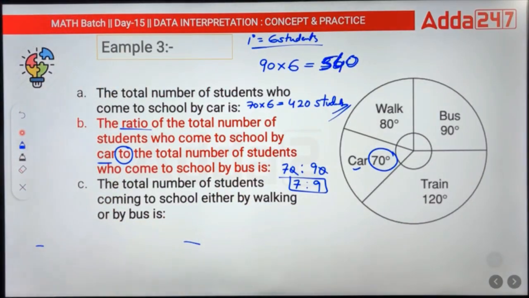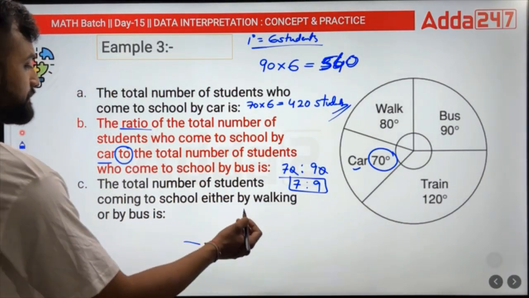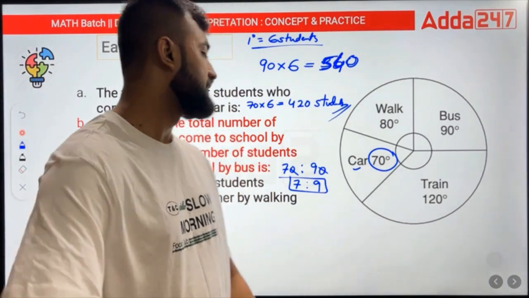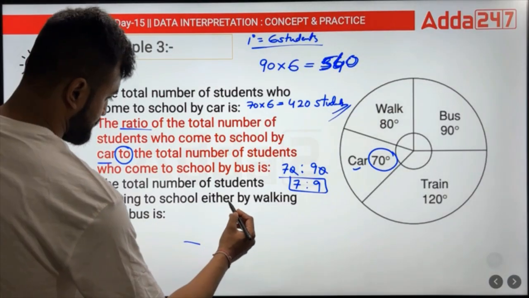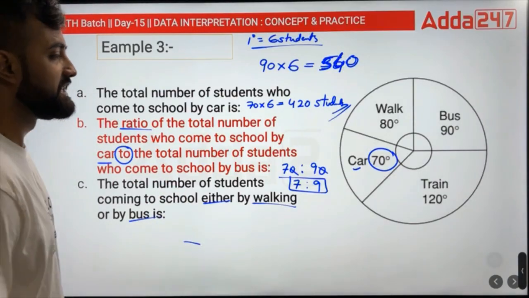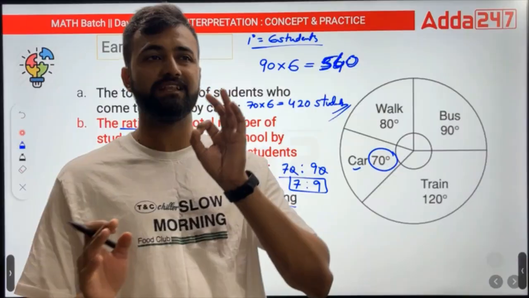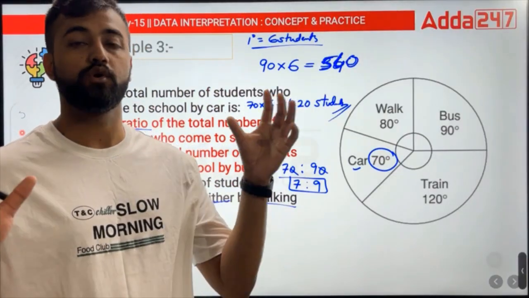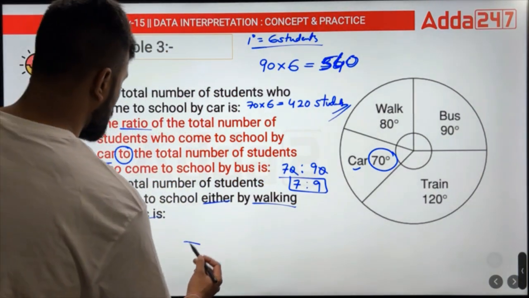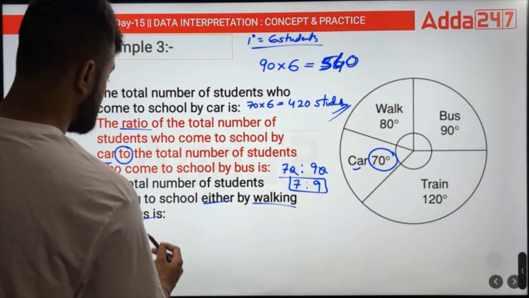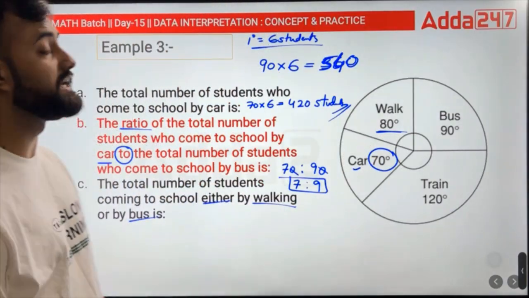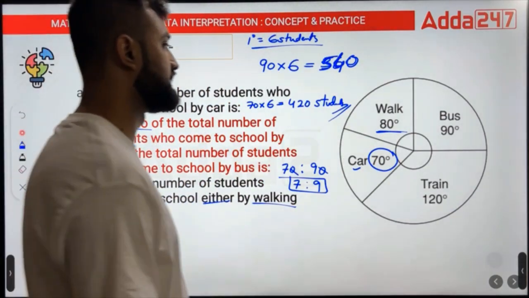But like this one, see, the total number of students coming to school either by walking or by bus. In this case, we have to find the actual value. And either means what? Either means they can walk or they can take the bus. That means you have to combine them. Whenever you see either-or like that, you need to find the total. So in short, they are asking us to find the value of bus and walking. Walking is 80 degree, and bus 90.